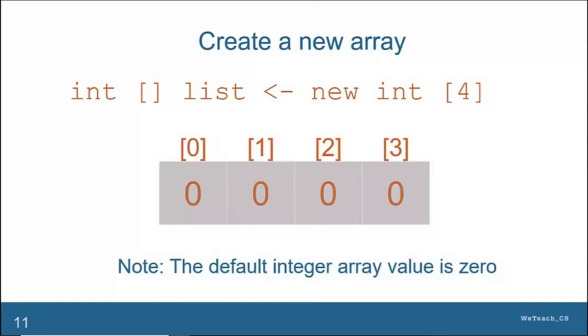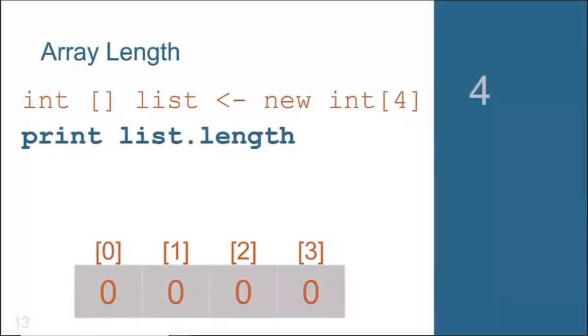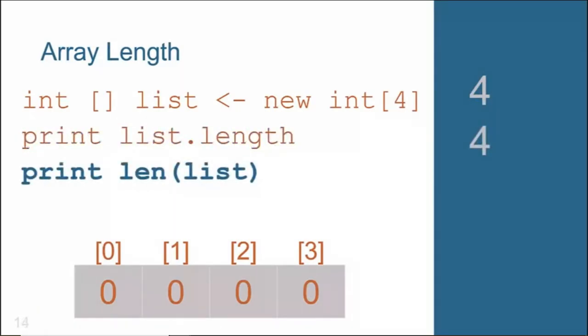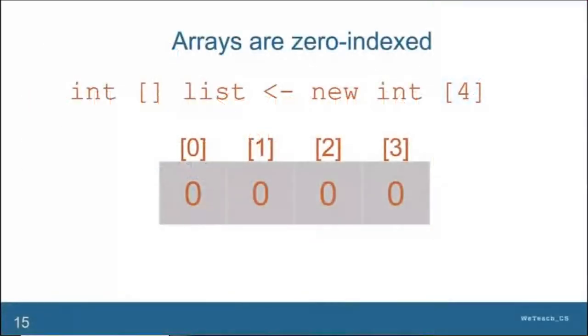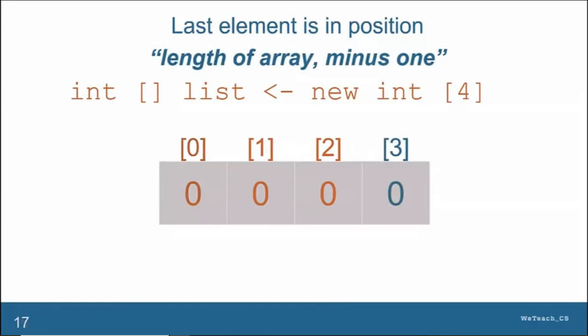Some languages will have a method that gives you the length of an array, or use a process to determine the length. Arrays are zero index based, which means the first element is in position 0, and the last element is in position length minus 1. This is a very important aspect of arrays that you must be aware of, so that you don't run the risk of stepping out of bounds when trying to process an array.